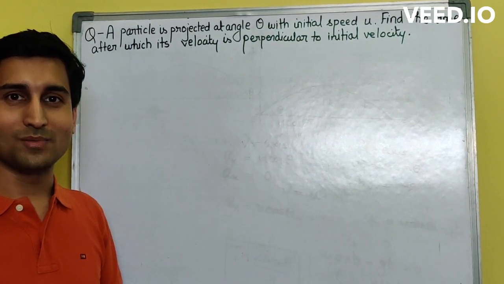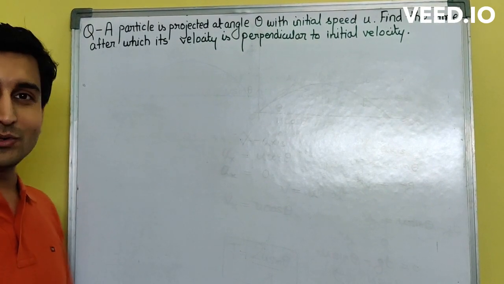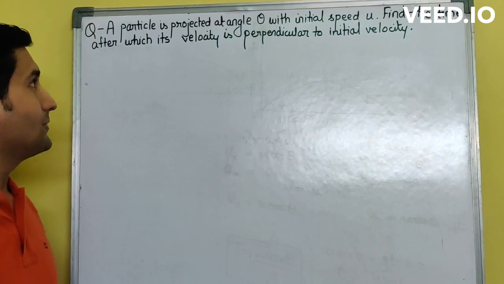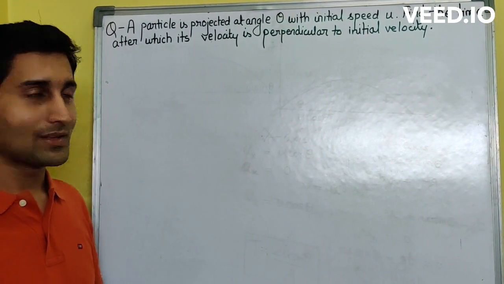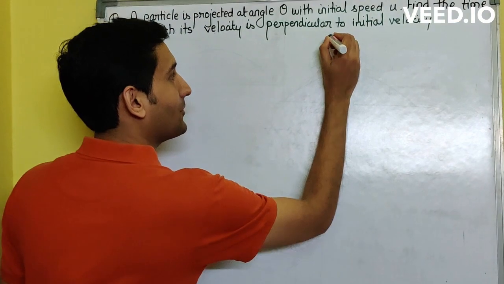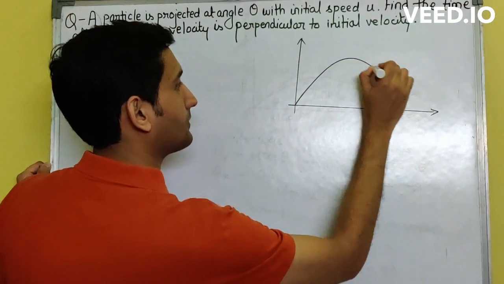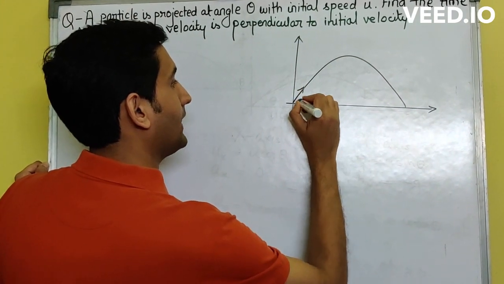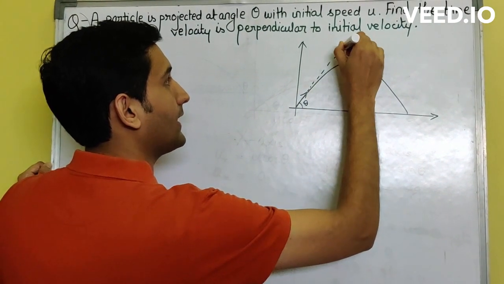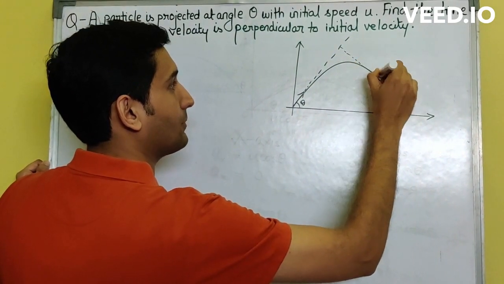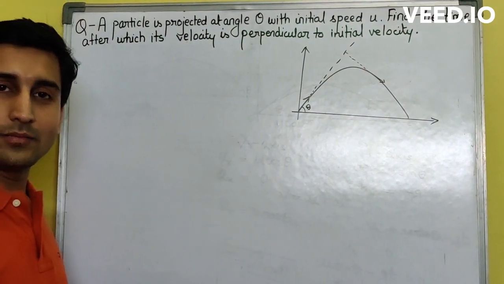Let us examine this problem. A particle is projected at an angle theta with initial speed u. We need to find the time after which its velocity is perpendicular to the initial velocity. So, if you go by the diagram, it's something like this. The particle was thrown at an angle theta, and after a while, this is the initial velocity. Its velocity has become perpendicular to the initial velocity. So what is the time that we need to find out?